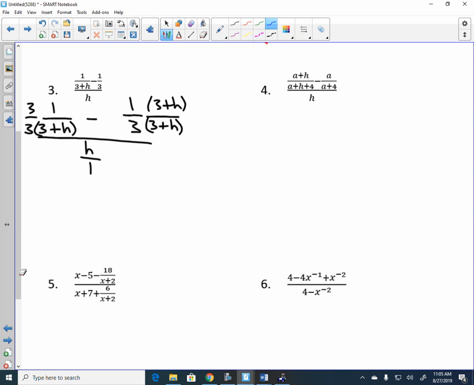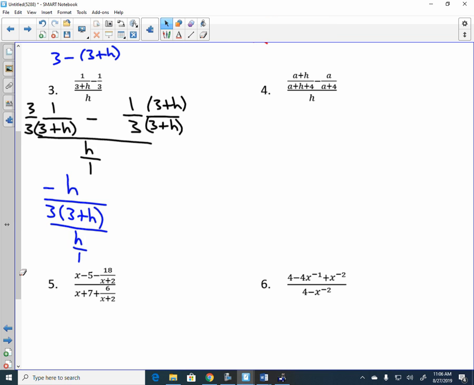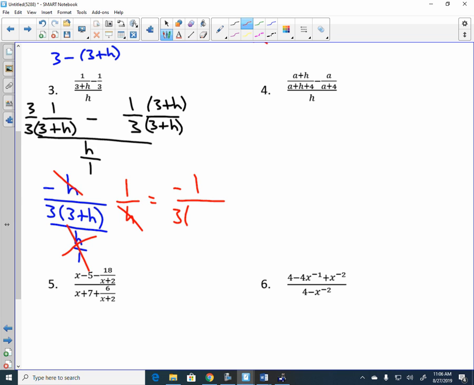What are you left with in the numerator? Okay, 3 minus the 3 plus h. What is 3 minus 3 plus h? Close. Look at it, folks. You get 3 minus 3 plus h, right? What's 3 minus 3? 0, but you have to distribute the negative to the h, and you get negative h over 3 times 3 plus h over h over 1. Now we multiply by the reciprocal, which is 1 over h. You can see the h's cancel. Negative 1 over 3 times 3 plus h.